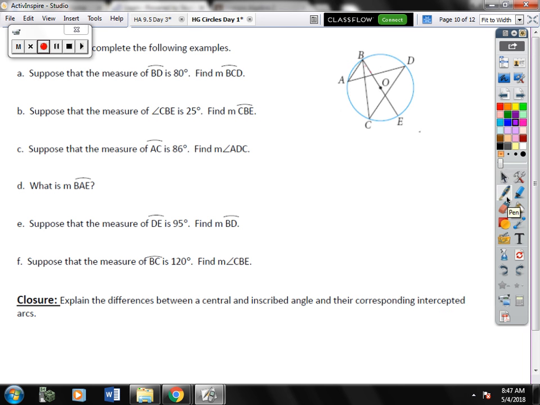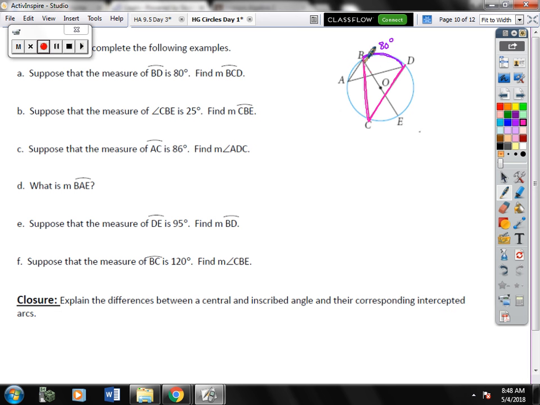All right, so don't use pen on this back page. If you have a pencil, you'll just have to erase each one. Suppose that the measure of arc BD is 80. So BD has to be a minor arc. That would be this one. Find the measure of angle BCD. What would the measure of angle BCD be? Will it be 80? Will it be 160? Or will it be 40?